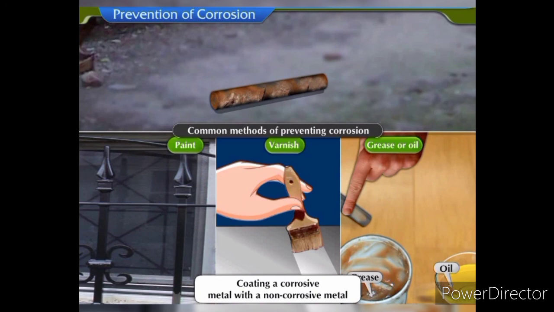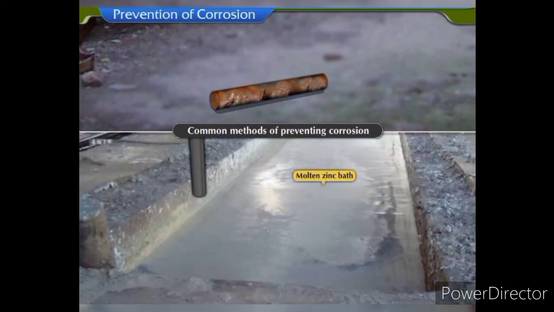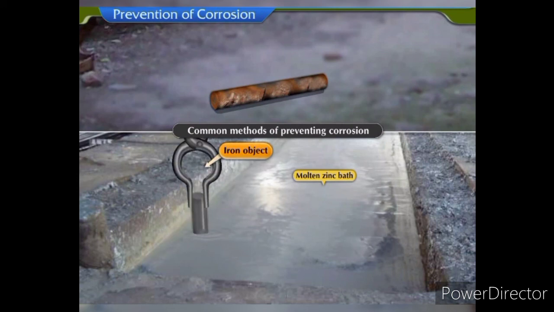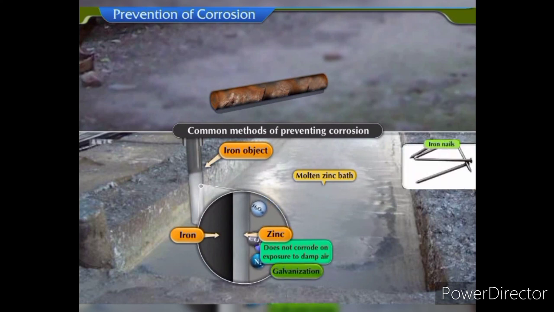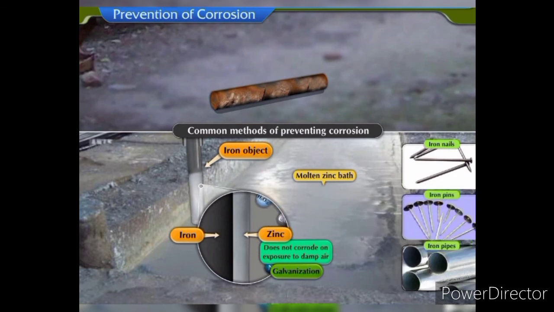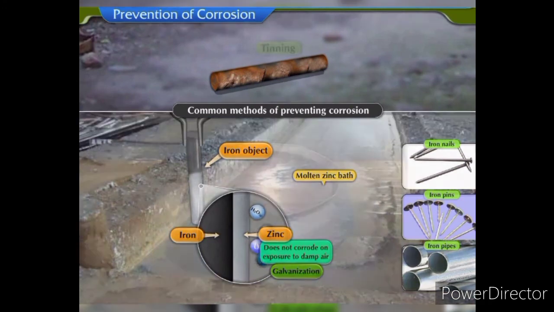Let us discuss some of these methods. Rusting of iron can be prevented by coating the surface of iron or steel by zinc, because zinc does not corrode on exposure to damp air. This process is called galvanization. For example, iron nails, pins and iron pipes are galvanized to prevent them from rusting.